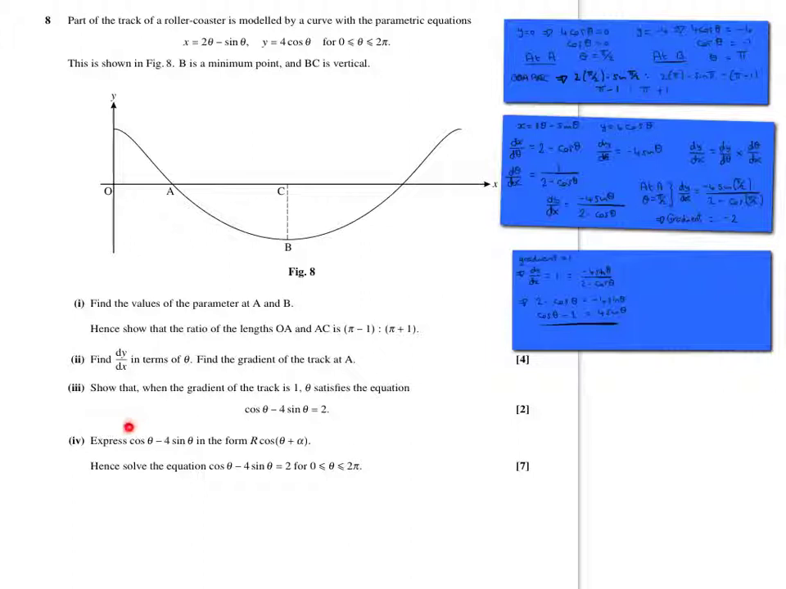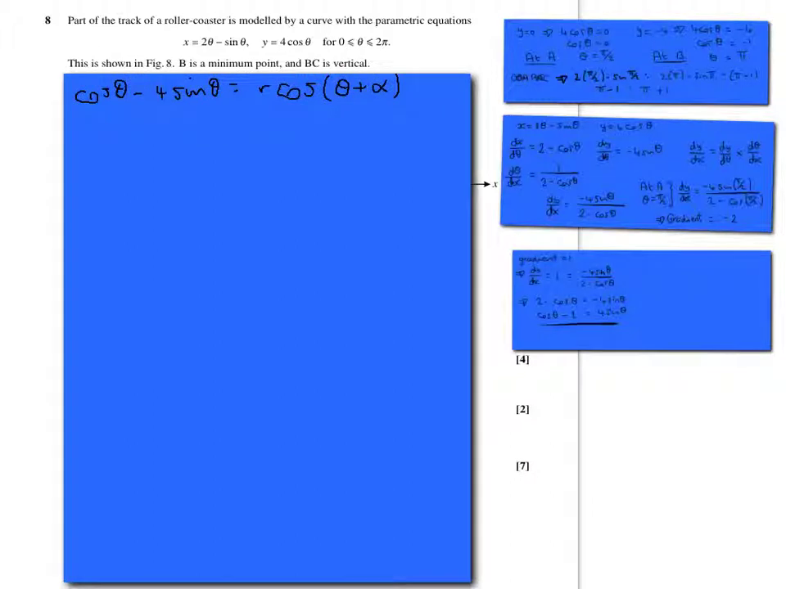Now, we want to express cos theta minus 4 sin theta in the form r cos(theta plus alpha). To do this, we need to use the compound angle formula. You can find these in your formula booklet. Using the compound angle formula, we can expand r cos(theta plus alpha) to give r cos theta cos alpha minus r sin theta sin alpha. Now, here we have 1 cos theta, but here we have r cos alpha cos theta.